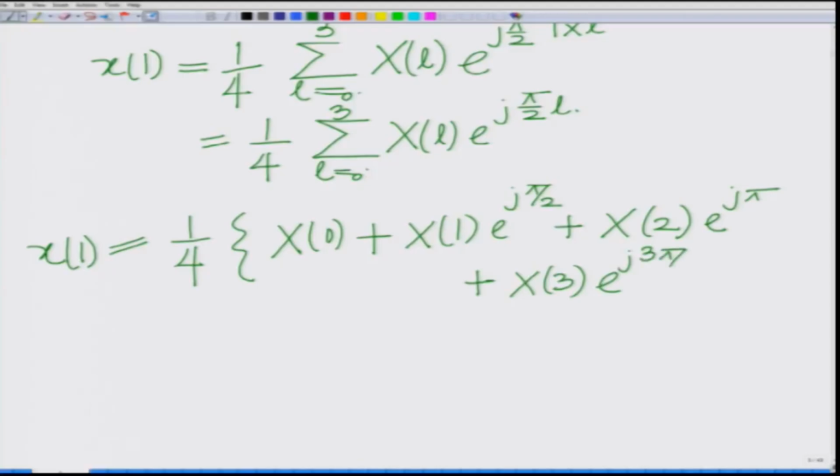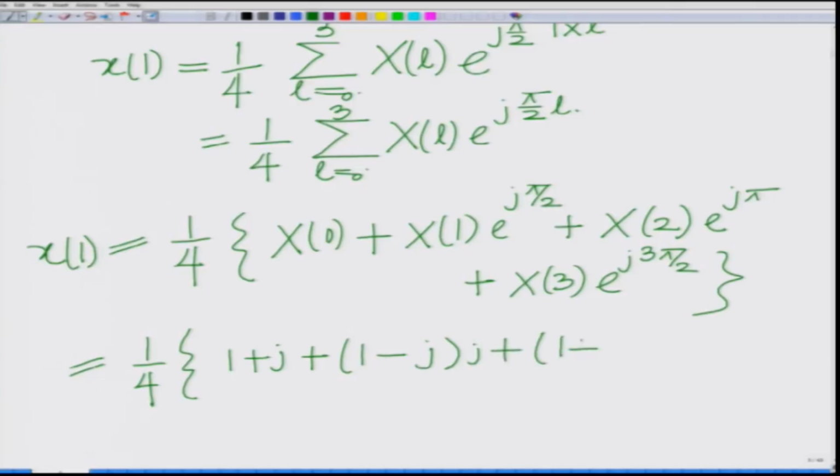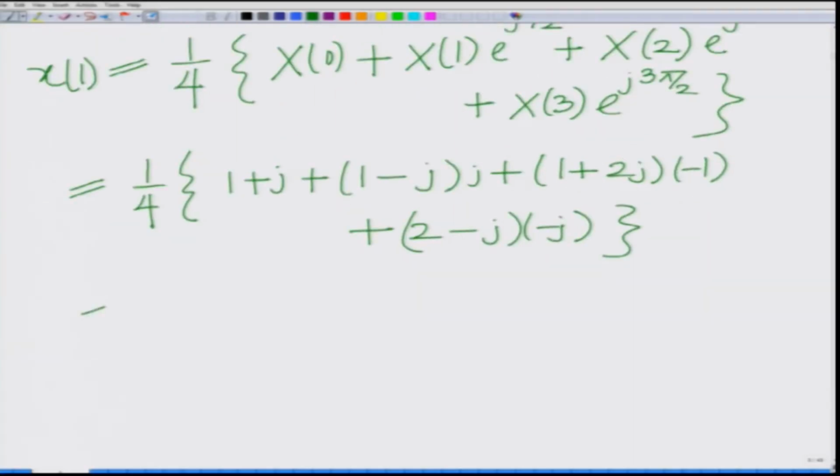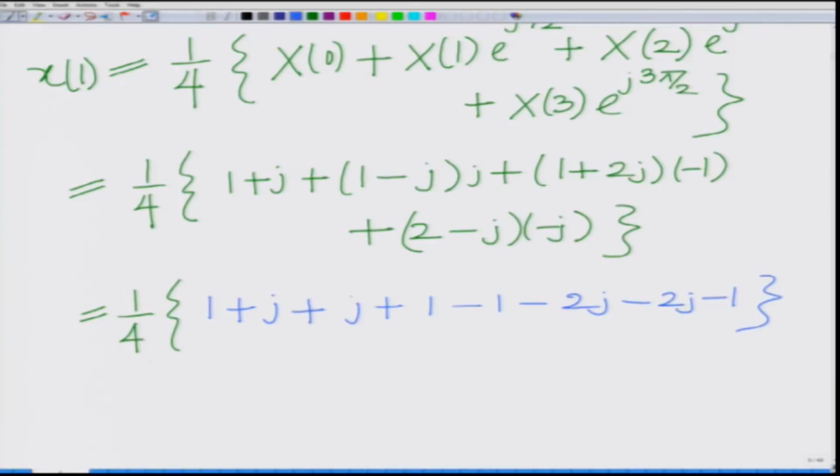which is equal to 1/4 times (1 plus j, plus (1 minus j) into j, plus (1 plus 2j) into minus 1, plus (2 minus j) into minus j). And what is this equal to? This is equal to 1/4 times (1 plus j plus j plus 1 minus 1 minus 2j minus 2j minus 1). Let us write this down: this is x of 1, which is equal to 1/4.